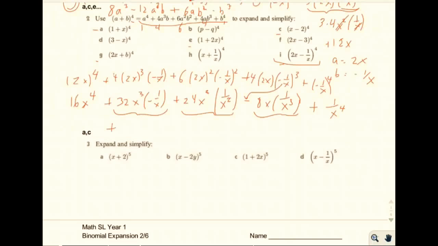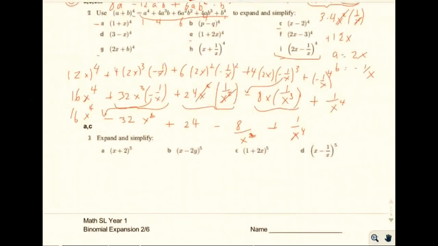32. We have to keep the negative from here, we put it out front. 32x squared, right? And then this one would be 24, and x squared would cancel out with x squared. It's just going to be 24. And then this one's going to be minus 8, and then x on top, x cubed on the bottom, so that would be x squared on the bottom. And then we have 1 over x to the fourth. Okay, that's kind of a big mess for this one, for I.